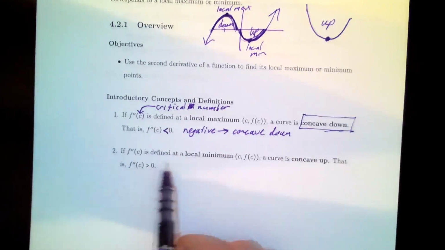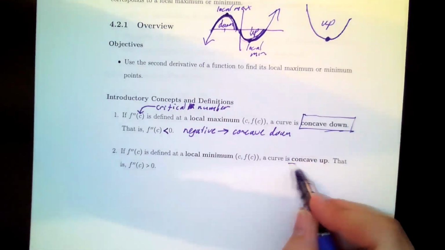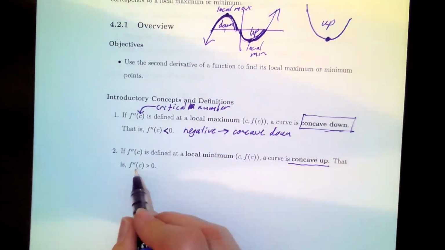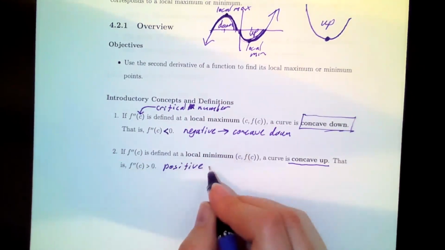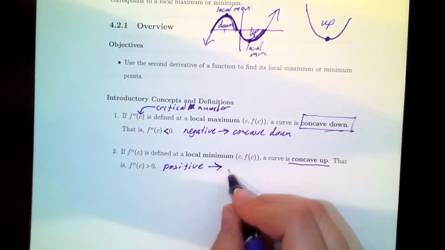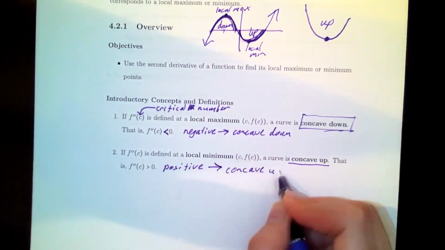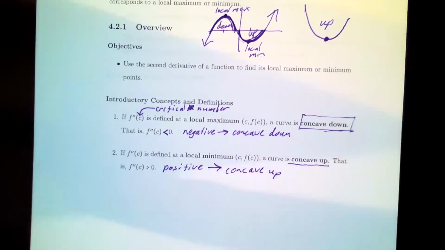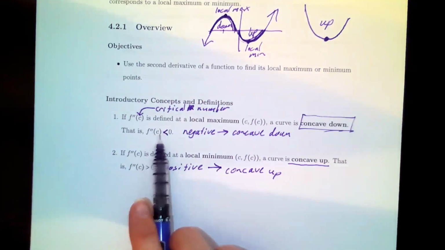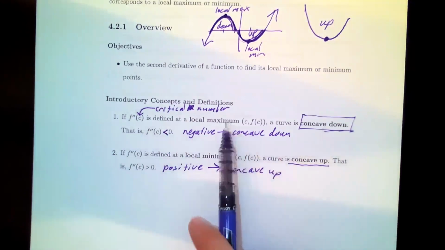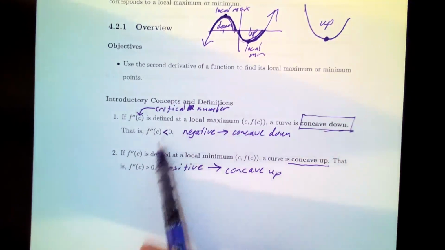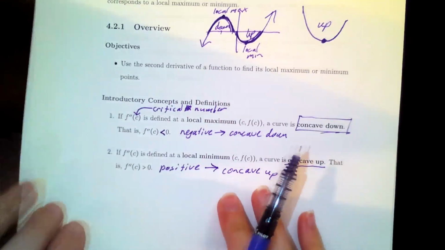If f double prime of c is defined at a local minimum, then the curve must be concave up, or that is to say that the second derivative must be positive. The second derivative must correspond to concave upness. Remember, the whole purpose of the second derivative is defining concavity for me. And now I'm going to use that second derivative to kind of tattle on the original function, f. Where are its maxes and mins based off of what I can tell about the concavity? That's a neat little trick.